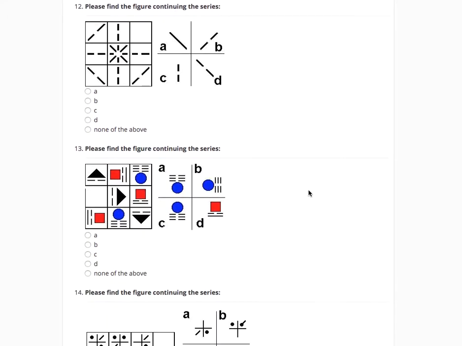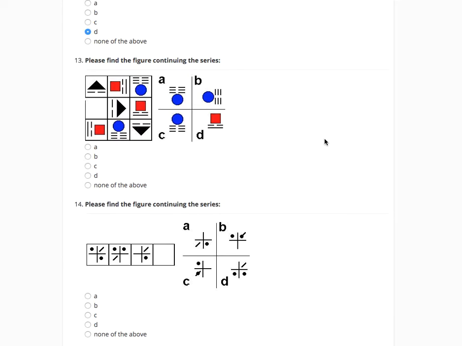Let's go to question number 12. Please find the figure continuing the series. So it looks like there's symmetry here. So I think this must be A, but these dots are, these are non-continuous lines, right? So I have to choose D, I think, right?